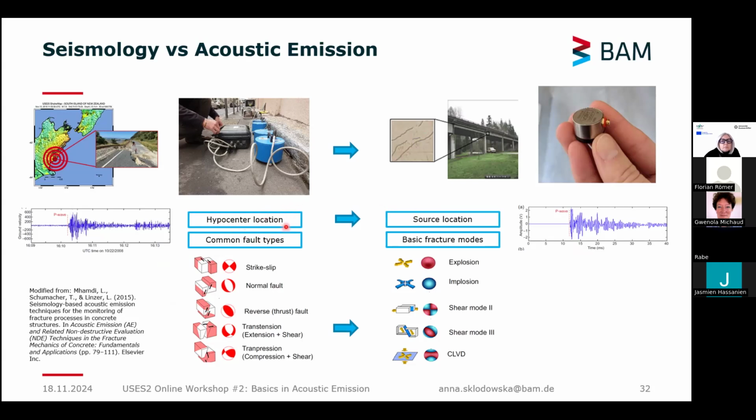In seismology we're looking for hypocenter location, whereas in acoustic emission we look for source localization. We have common fault types; in acoustic emission, we're looking for fracture modes. So although there are differences in scale, space-time, geometry, loading, boundary conditions, and the medium, basically earthquakes, mining-induced seismic events and acoustic emissions are similar phenomena.